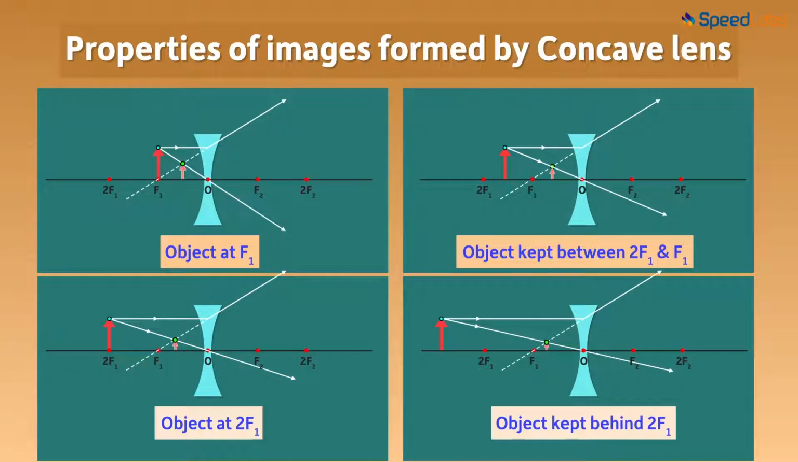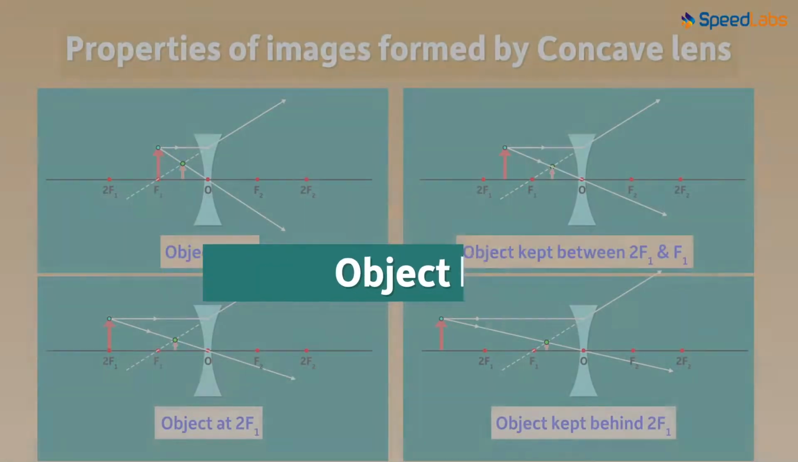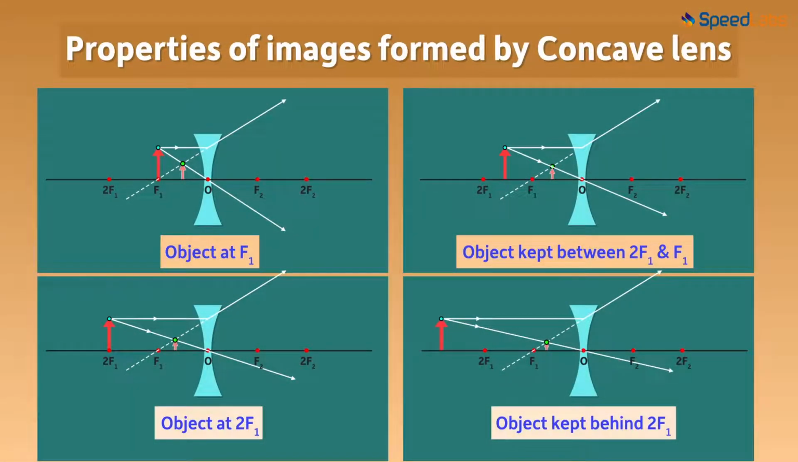The only case we haven't considered here is the object kept at infinity. We will come to it soon. For now, observe these ray diagrams carefully. Notice what happens to the image as the object gets away from the lens. You can see that for any position of the object, the image formed is always smaller, virtual and erect. Also look at the position of the image. It's always formed between F1 and O. No matter how far I move away from the lens, the image is always between F1 and O.